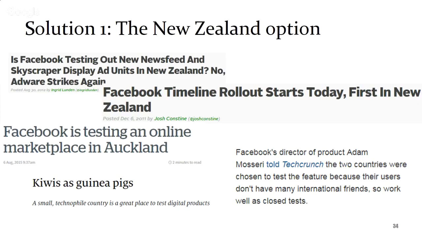But they also found through their own internal analysis that people in New Zealand don't tend to talk to people outside New Zealand a lot. And that's really perfect if you're doing graph partitioning, because it creates a very natural graph partition. New Zealand becomes a treatment group and the rest of the world becomes the control group.